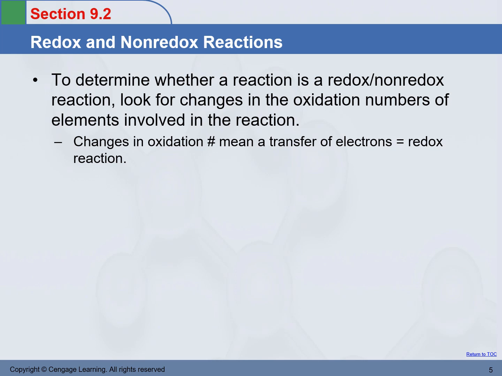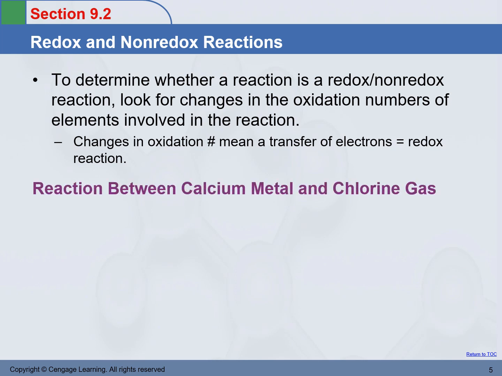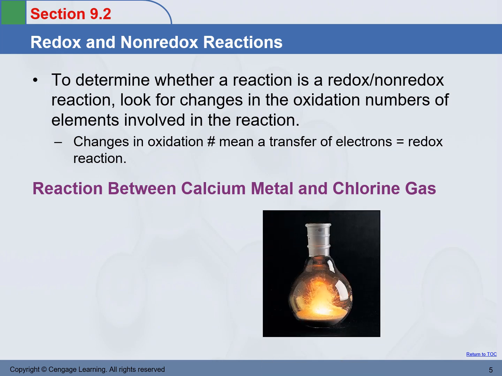Can we show an example? Yeah, let's look at an example. Let's look at the reaction between calcium and chlorine. The reaction is pretty violent. They involve a lot of light and heat. Basically, it's burning. Here is the reaction.